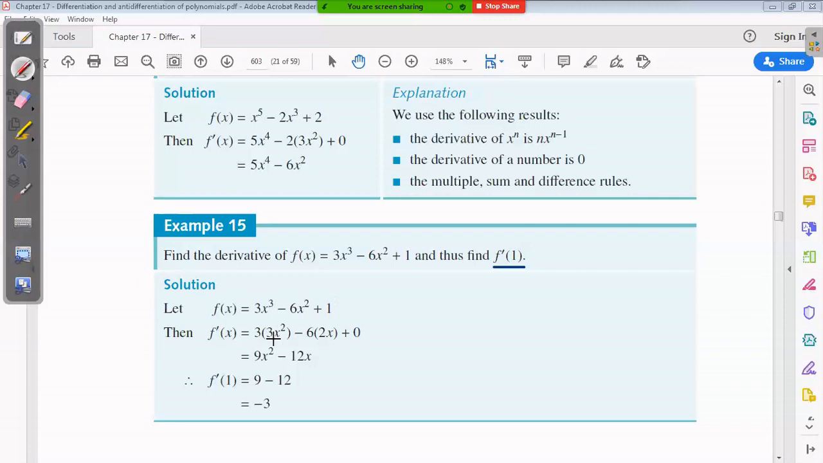So we just multiply: 3 threes are 9x squared and 6 twos are 12x. So this is our derivative f dash of x. Now we substitute x equal to 1 here. So 9 multiplied by 1 is 9, 12 multiplied by 1 is 12, and 9 minus 12 we get minus 3.